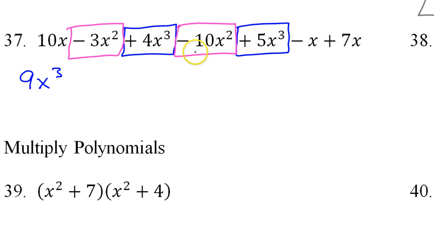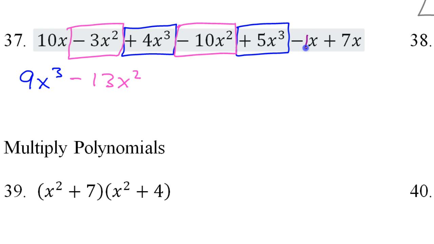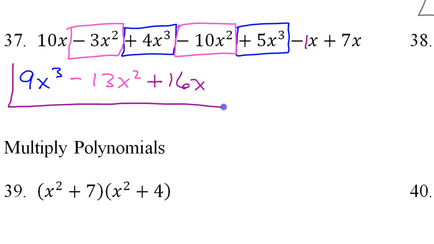Negative 3 and negative 10 makes negative 13, so that's negative 13x squared. The rest of these are x's. Don't forget that this is like -1. So I have 10 minus 1, that's 9. The 9 plus 7 is 16. So this will make plus 16x. And that's it. So this will be the answer to number 37.